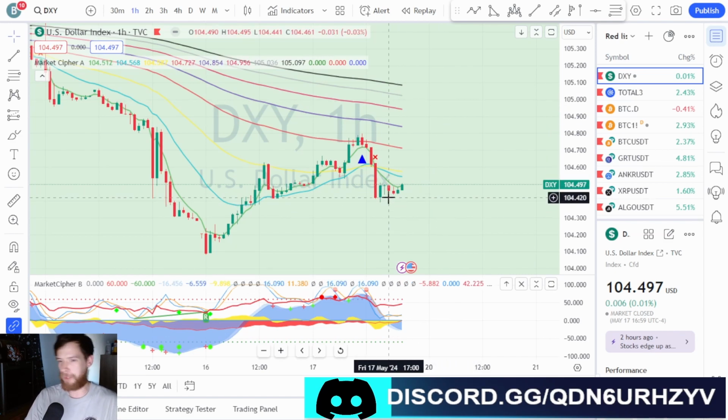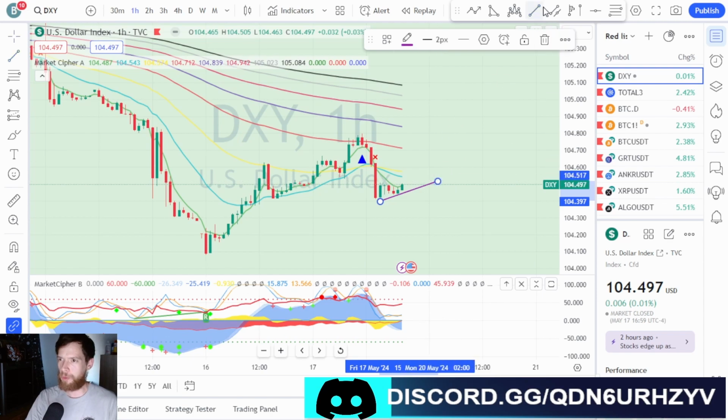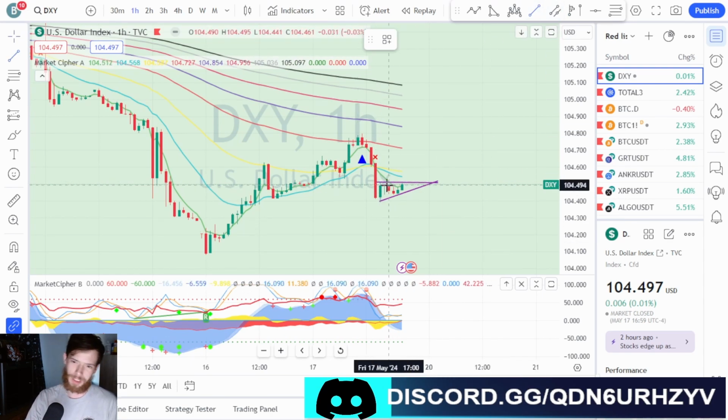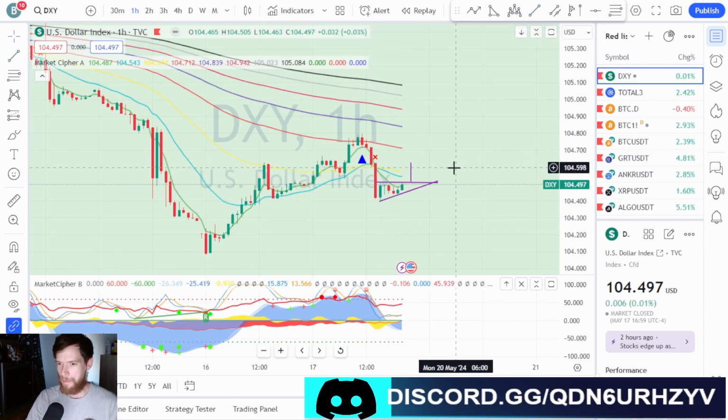Remember, these lower time frames do lead the higher time frames, but on the 1-hour here, we could have a rising triangle too, so I would exercise caution. This rising triangle could try to push us forward. It's not a very big triangle, but it could try to break that yellow EMA.